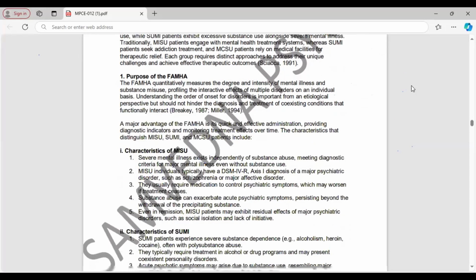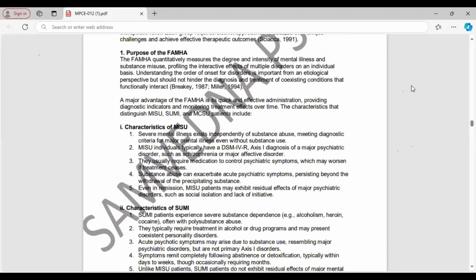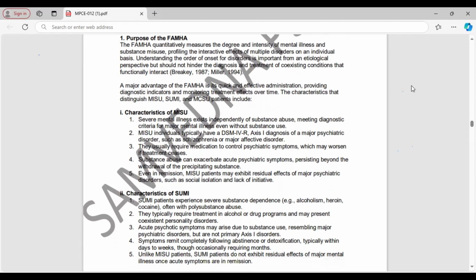Purpose of FAMHA. FAMHA quantitatively measures mental illness and substance misuse, helping clinicians understand the interactive effects of co-occurring disorders. It is designed to quickly provide diagnostic indicators and monitor treatment progress. MISU, SUMI, and MCSU patients are characterized by specific features, which we will take one after the other. First, the characteristics of MISU.